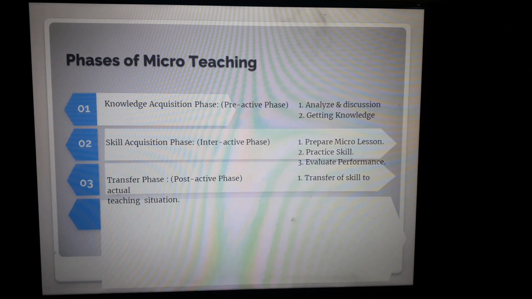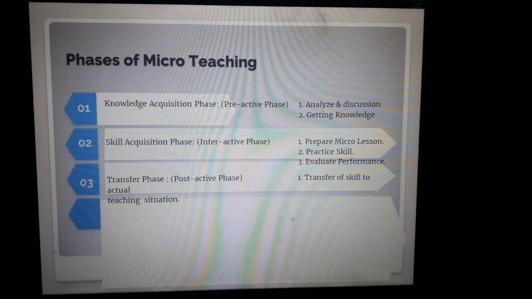Second, skill acquisition phase. We can say it is the interactive phase. On the basis of the model presented to the student teacher, he prepares a micro lesson and practices the skill and carries out the micro teaching cycle. There are two components of this phase. Number one, feedback, and another one is micro teaching setting. Micro teaching setting includes conditions like size of micro class, duration of the micro lesson, supervisor, types of students, etc.